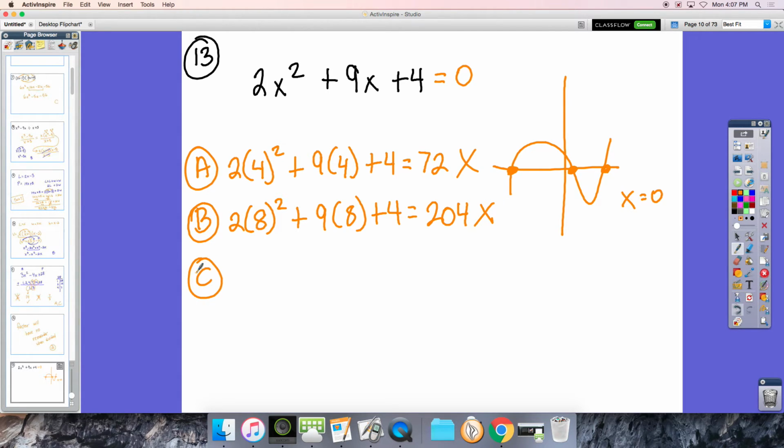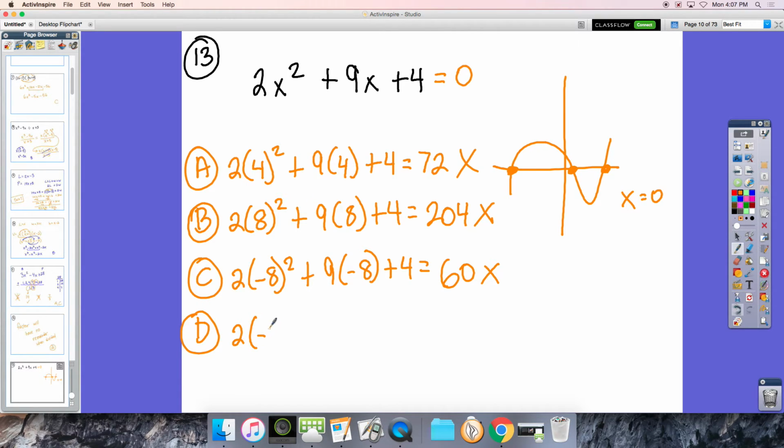So I'm going to try C. Let's try -8 since we have that in the calculator already. Just going to add my negatives. That one gives me 60, so that doesn't work. Now I assume the answer is D, but I'm going to double check just to be sure. The first one is 4, so I'm going to type it in, or sorry, -4. When I type that in, it gives me 0, so that works out.